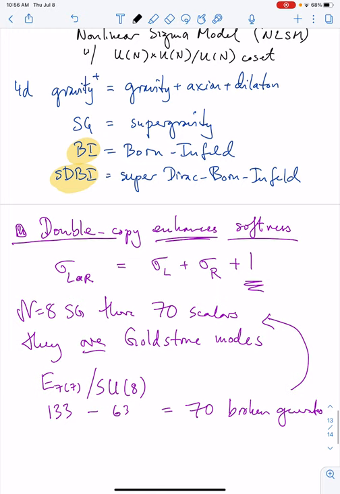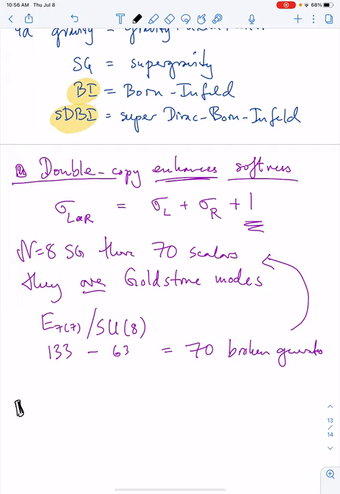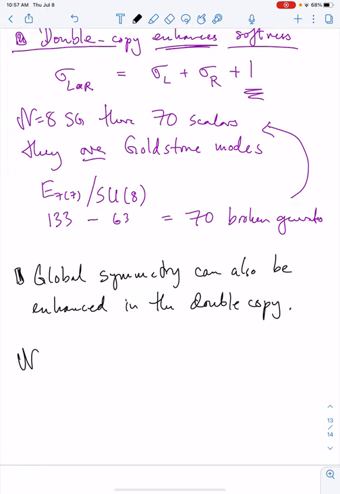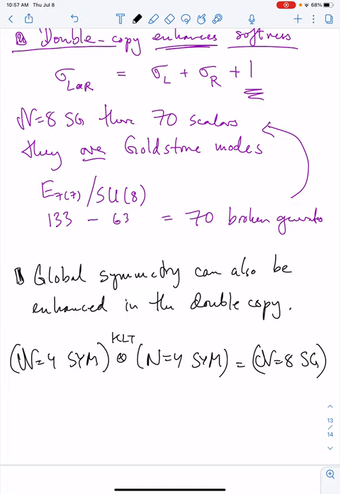But there's another thing that also appears, and that is sometimes global symmetries can also be enhanced. So let me give you examples of this. Let's stick again with N equals 8 supergravity. So we learned that N equals 4 super Yang-Mills times N equals 4 super Yang-Mills through the double copy gives us N equals 8 supergravity. Now N equals 4 super Yang-Mills has an unbroken SU(4) R symmetry. So we are certainly guaranteed that the double copy of this model will have SU(4) times SU(4) R symmetry. But this magically enhances in the double copy at the leading orders to SU(8) R symmetry.